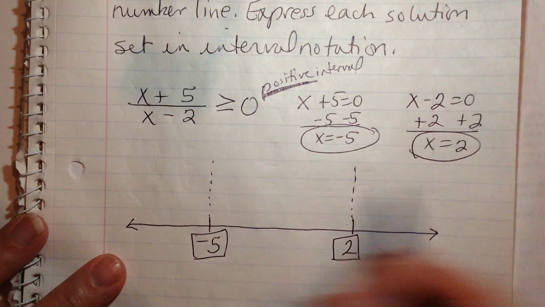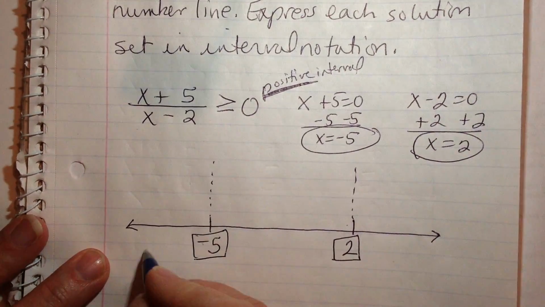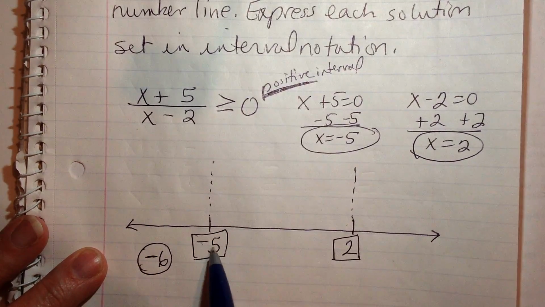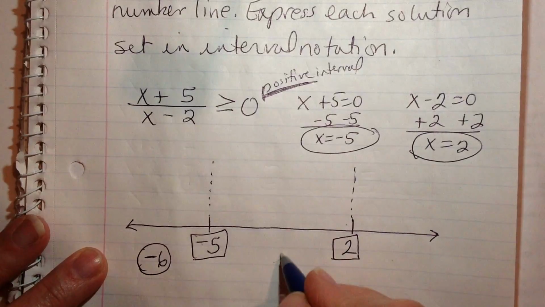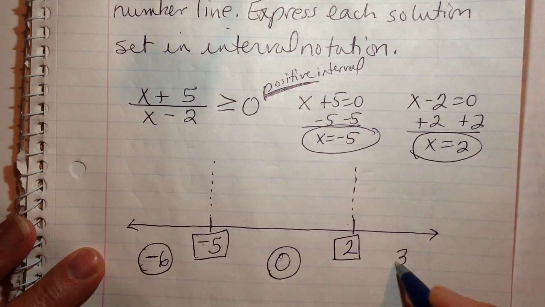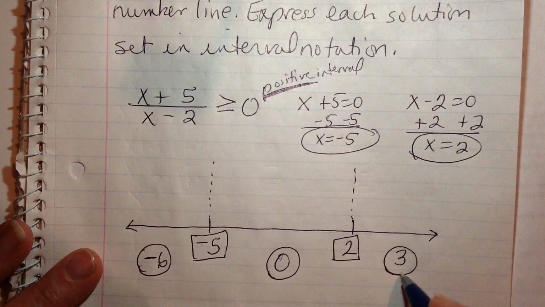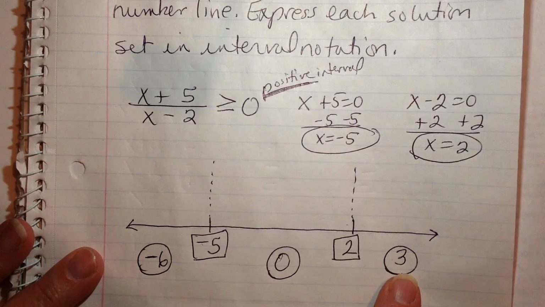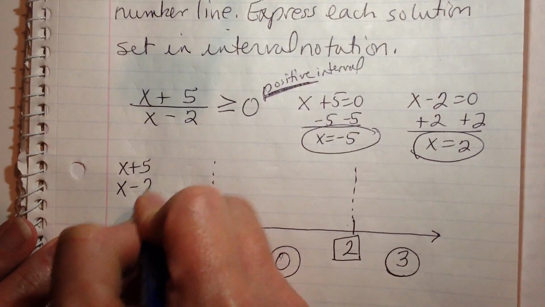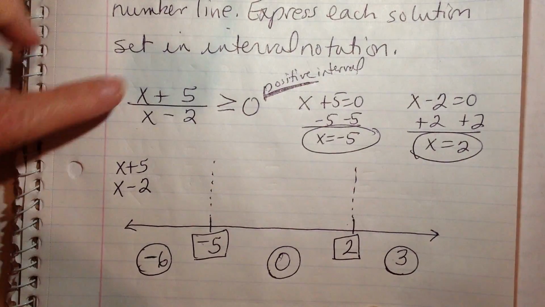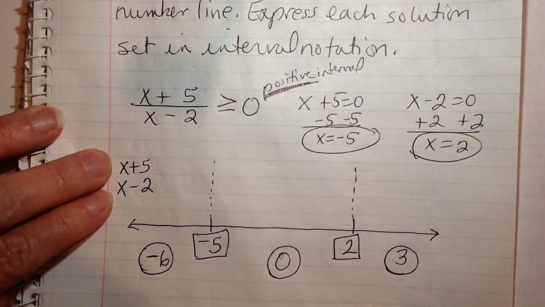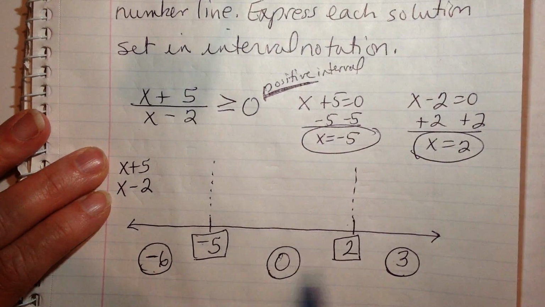A number to test that's less than negative 5, I'm going to use negative 6. A number in between negative 5 and 2, I'm going to use 0. A number greater than 2, I'm going to use 3. So we're going to pick these test numbers to plug into x + 5 and x - 2. Bringing the numerator and the denominator over here, those are the binomials that we'll be substituting our test numbers into.